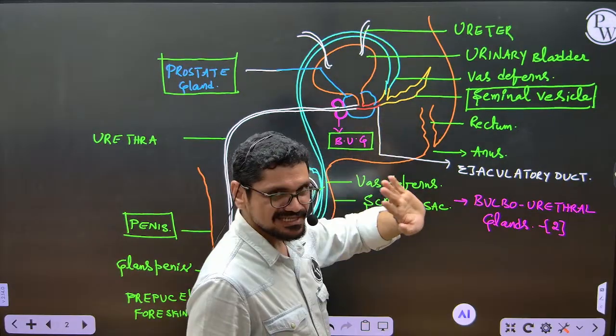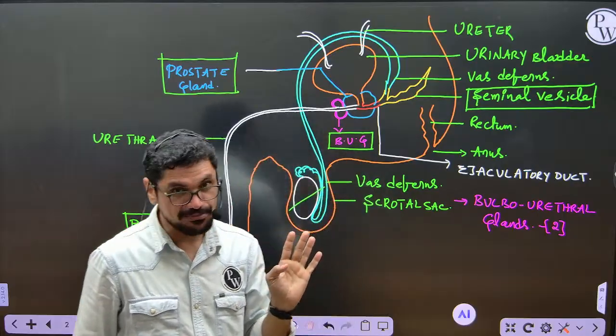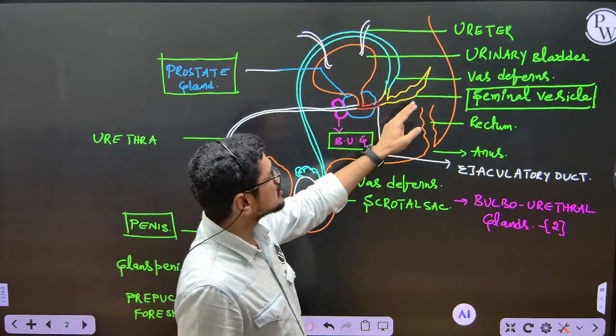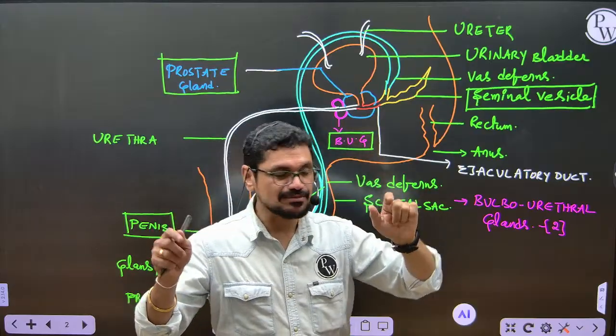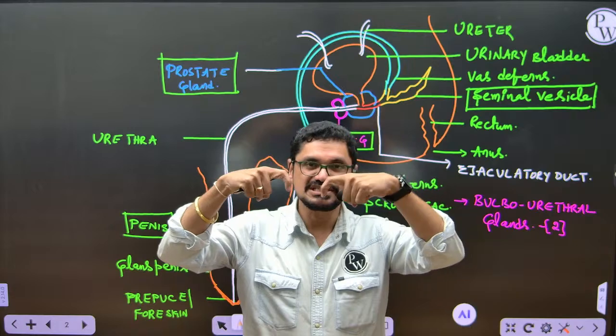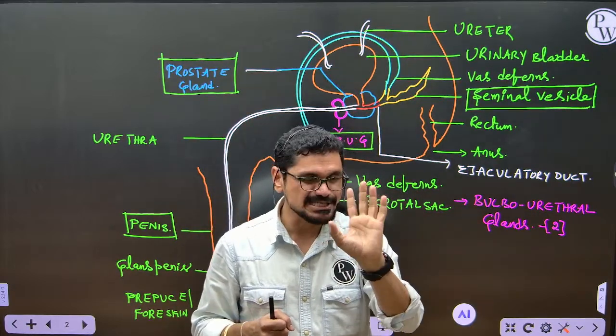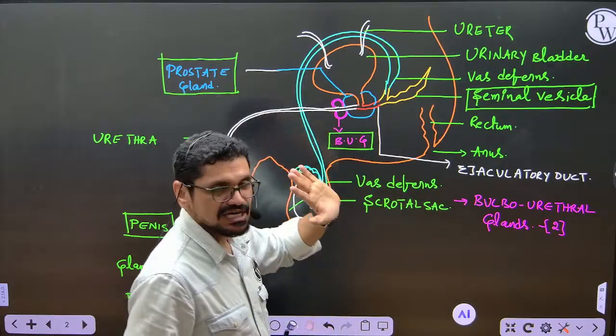How many seminal vesicles are present? How many prostate glands? How many bulbar glands? I already explained previously also. Two seminal vesicles are present. This is the side view, the sagittal view: here one seminal vesicle, here one seminal vesicle. Only one prostate is present, as I explained in the last class, and two bulbar glands are present.